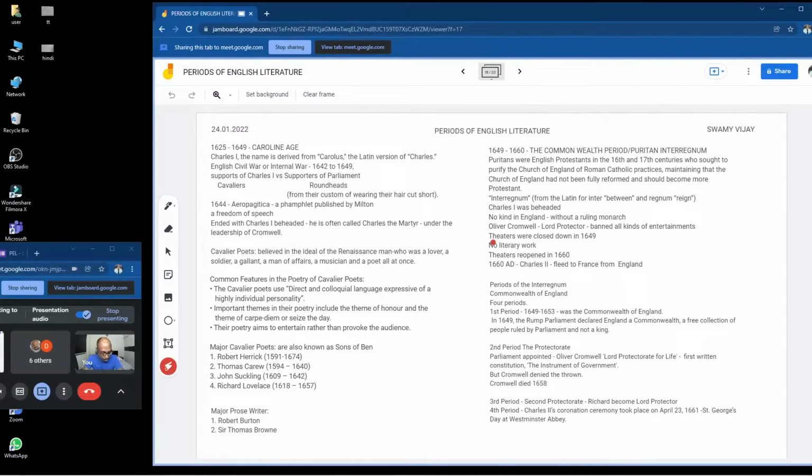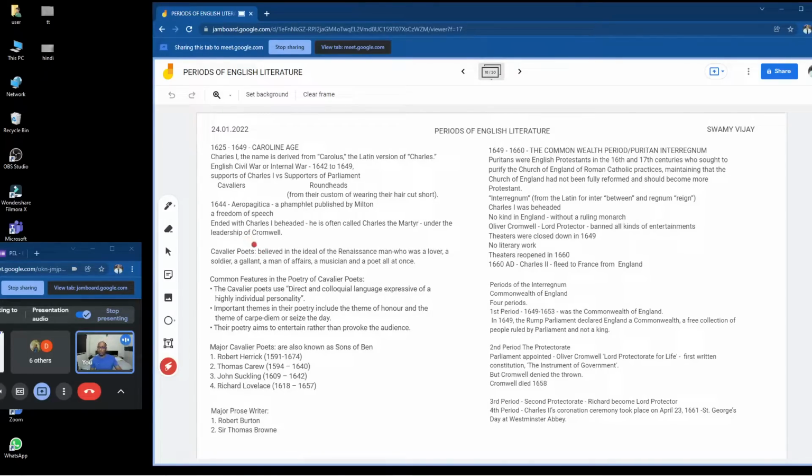No, sir. Okay. Who are the supporters of Charles the First? Cavaliers. Okay. Who are the supporters of Parliament? Roundheads. Who had published Areopagitica? Milton. It is about what? Freedom of speech. Right. When was Charles the First beheaded? 1649. Okay, right, fine.